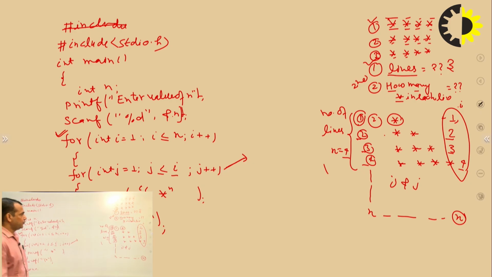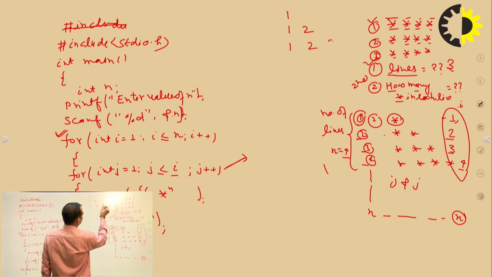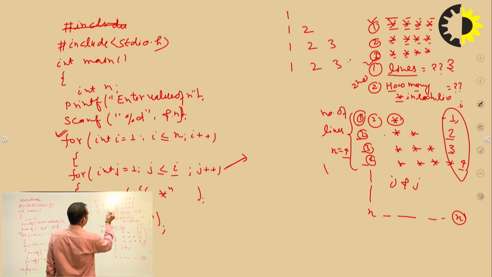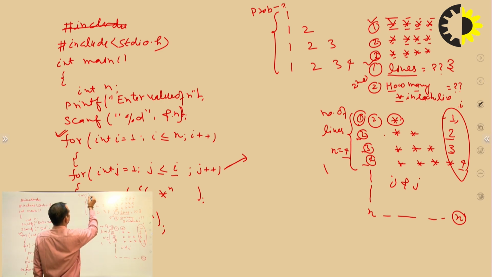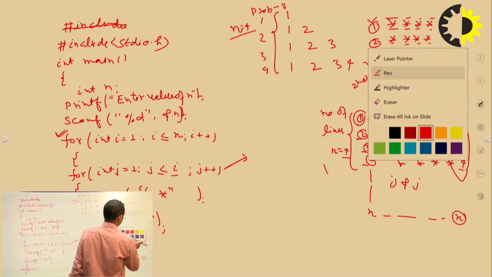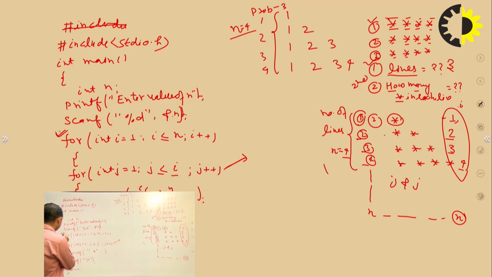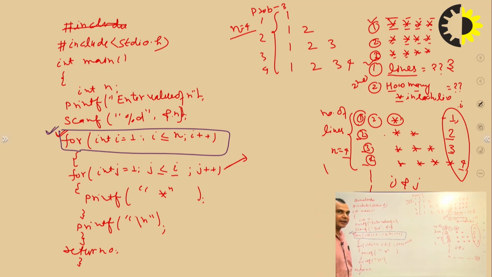Same, if we change something, instead of star we have to print 1, then 1 and 2, then 1, 2, 3, then 1, 2, 3 and 4. Means same in this problem, that is problem number 2 and 3. How many lines? What is the value of n? That is 1, 2, 3 and 4, means n equals 4. So the number of lines will be the same. So for this line we execute the for loop. This is the correct second one.